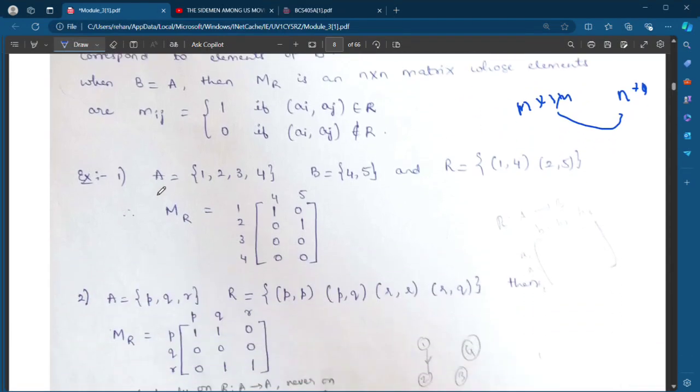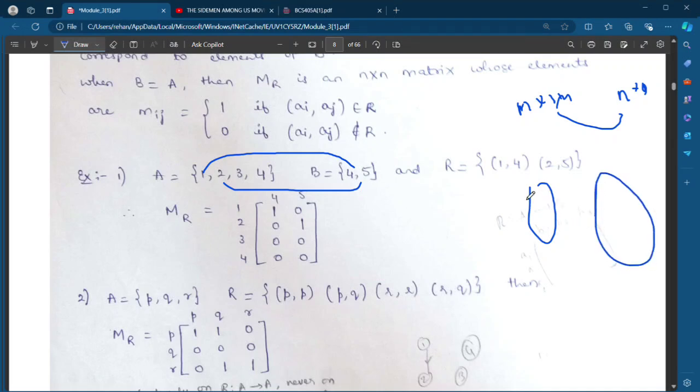Now we'll understand with an example. A is equal to 1, 2, 3, 4. B is equal to 4, 5, that's it. The relation they have given is (1, 4), (2, 5). So from this, the relation we are taking is 1 to 4 and 2 to 5. You can understand this easily with this kind of diagram: 1, 2, 3, 4, and here 4, 5, with 1 to 4 and 2 to 5. Only this much is the relation we are taking. Many more pairs could come, but this relation is defined in the given question.